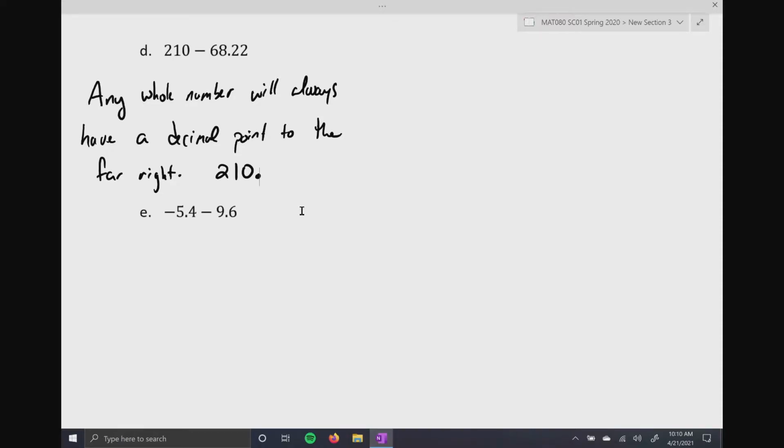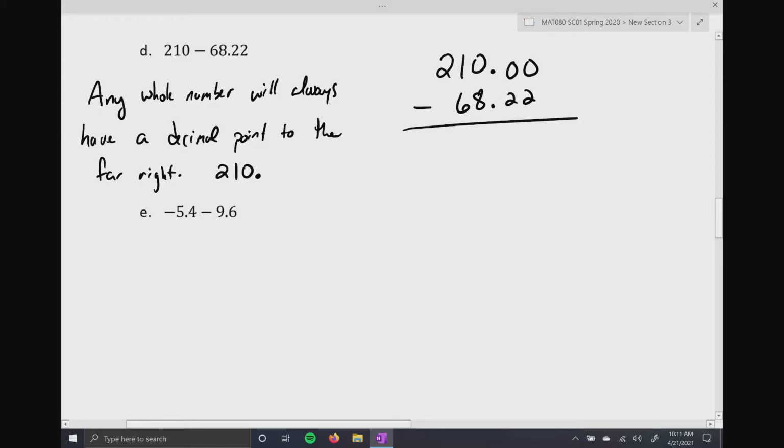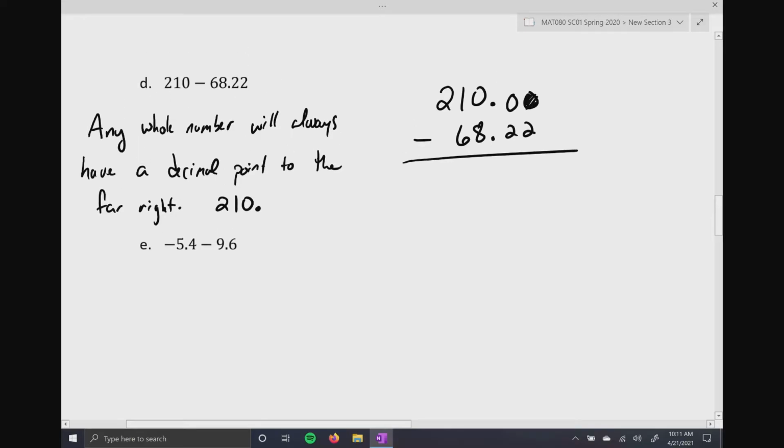All right, so let's go over these two problems real quick, okay? So, 210 minus 68.22. Once again, I had to fill in for my zeros. And as long as we're careful with this, everything should kind of just fall into place. So 0 minus 2 I can't do. I need to borrow. So that becomes a 10 and this becomes a 9. But in order for me to borrow from there, I had to borrow all the way over here. So this becomes a 10.